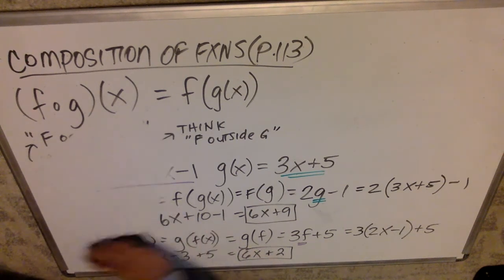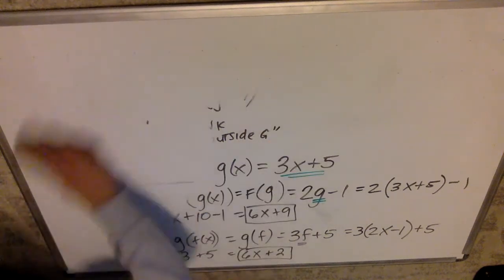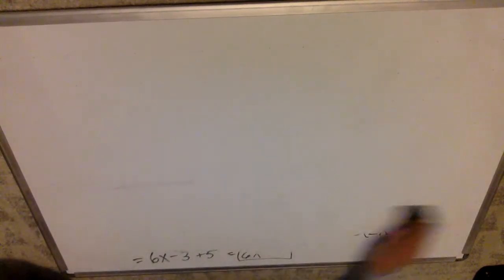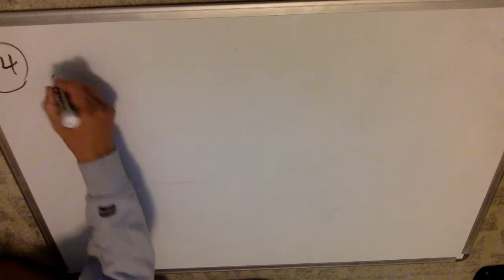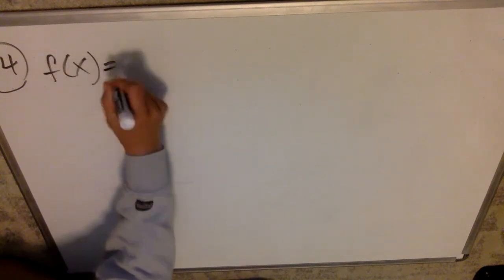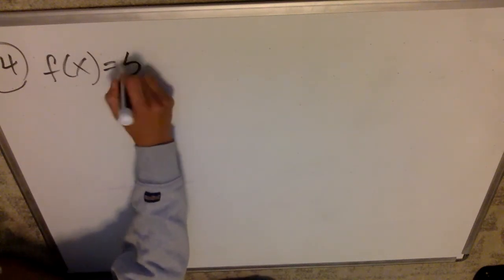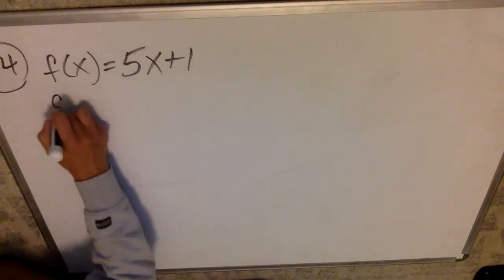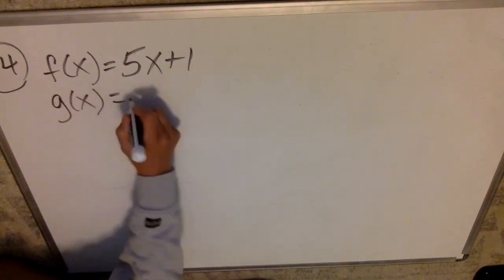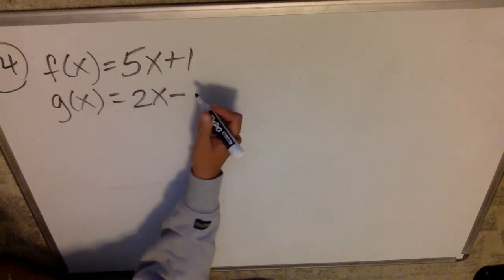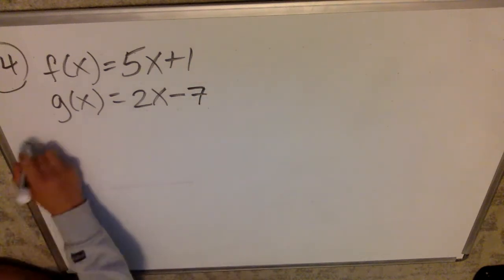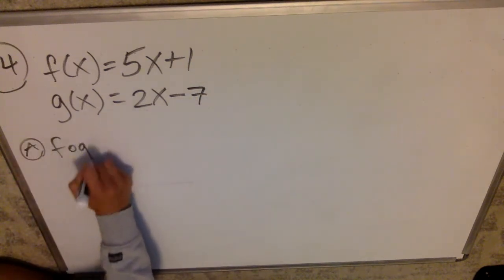So let's do a P4 that's similar. We're going to keep doing composition of functions. For P4, I'm going to give you an f and a g, and you're going to find f of g and g of f. All right, so for P4, let's call f of x 5x plus 1, and let's call g of x 2x minus 7. Cool. So for A, I want you to find f of g of x.